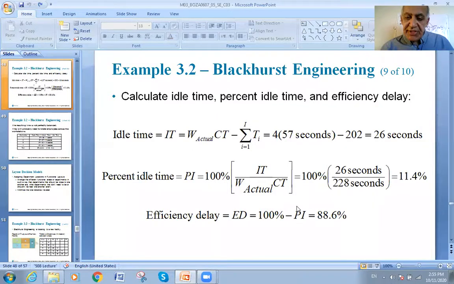Also, I want you to notice that the actual CT is the 228, which is this 4 multiplied by 57. What is the 57? It is the largest station time, 57. Here we go. And this is the end of the practical part of chapter 3. Thank you.